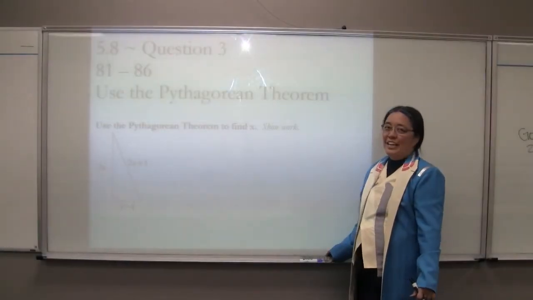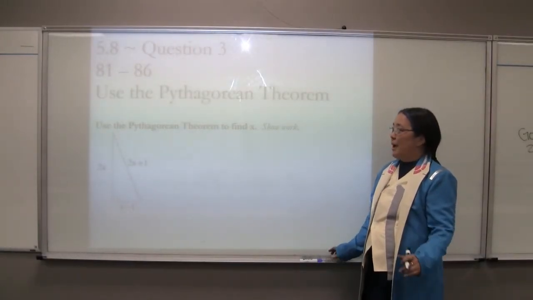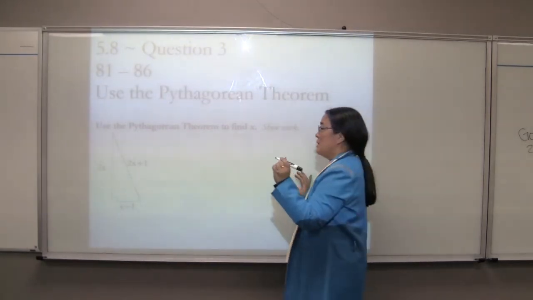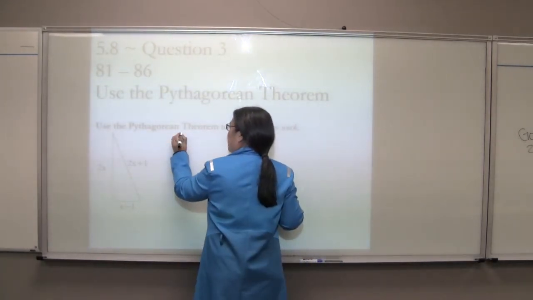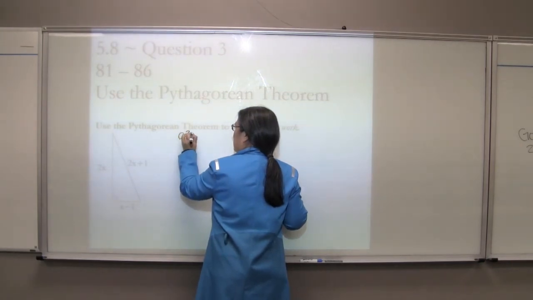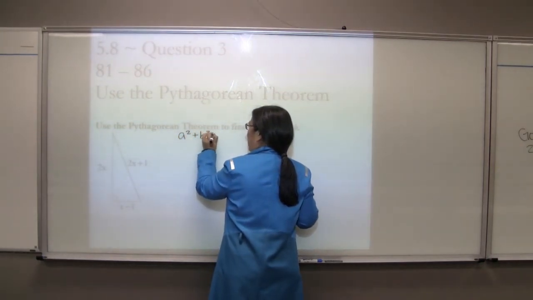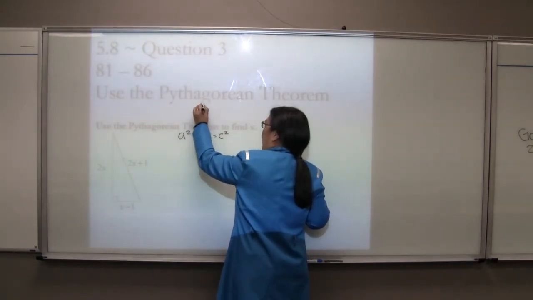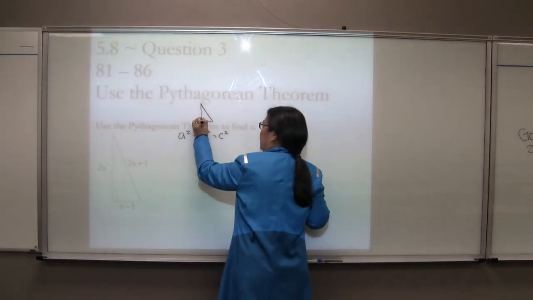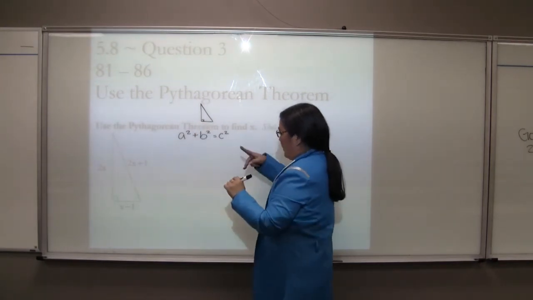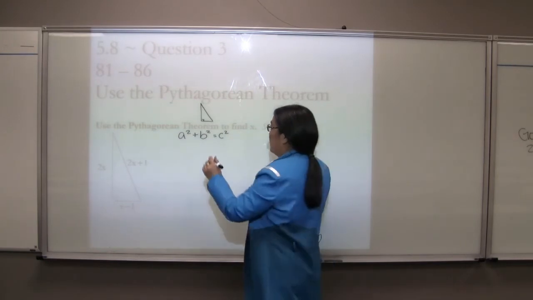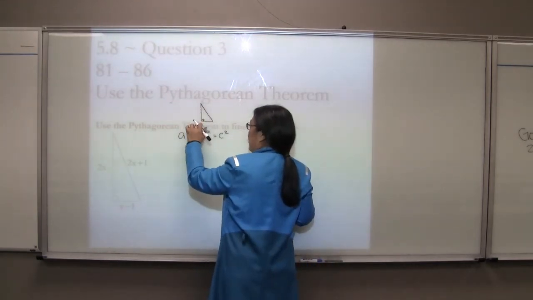Chapter 5, Section 8, Question 3. The Pythagorean Theorem. I hope that you remember the Pythagorean Theorem. So, formula, plug, work, answer. The Pythagorean Theorem is a squared plus b squared equals c squared. When I have a right triangle, A and B are the legs. Now, see that right angle there? The legs are the two that are by the right angle. So this is a leg and this is a leg.